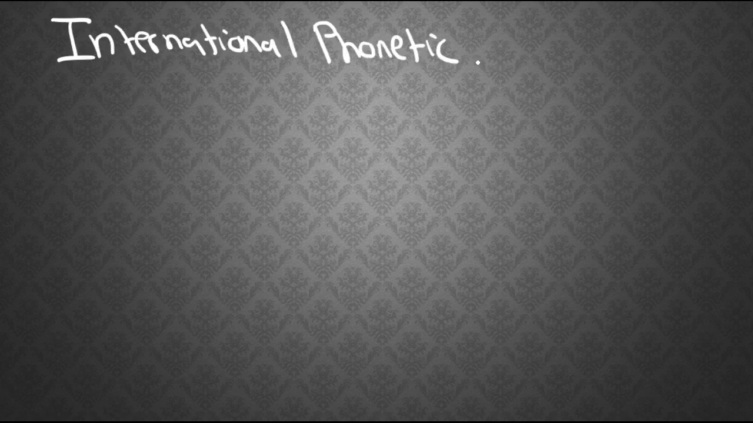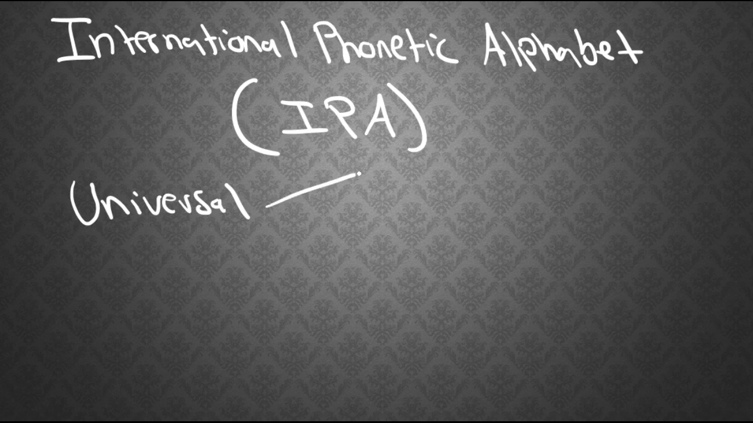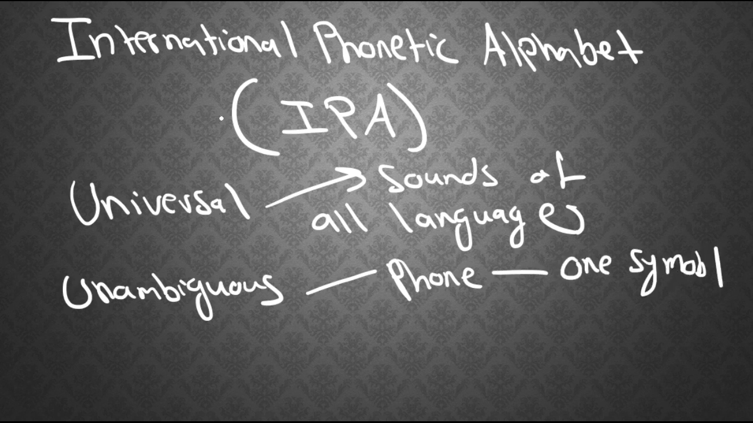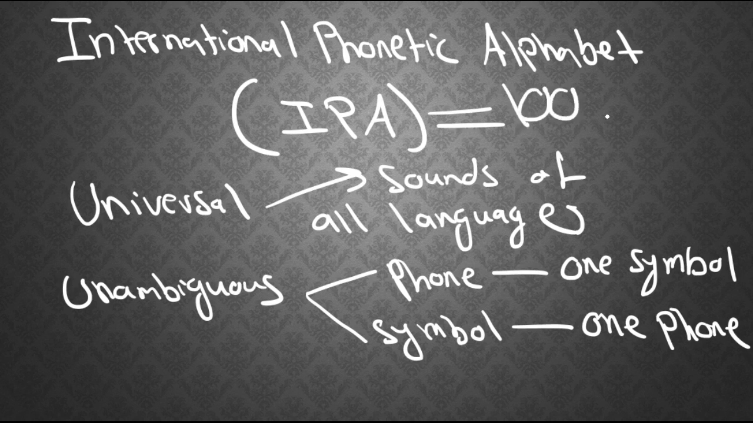Luckily for us, an alphabet as such does exist already. It is called the International Phonetic Alphabet. In short, we call this IPA. IPA is universal in that it explains the sounds of all languages. It is unambiguous in that for every sound, or phone, there is one symbol that represents it, and every symbol corresponds to only one sound or one phone. IPA is over 100 years old and is still running strong today.